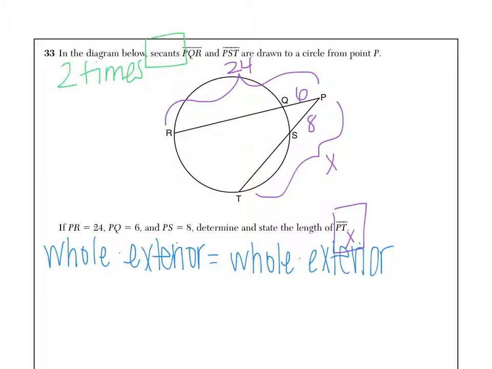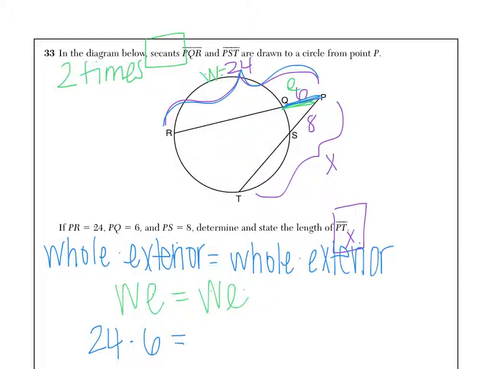But what this is saying is we need to take the whole segment, like 24, and multiply it by the exterior part of the segment, the 6. We call this the wee formula because it's whole times exterior equals whole times exterior. And when you're setting this up, you want to make sure you're sticking with the same segment that you're breaking down. So this whole of 24 goes with this exterior of 6. So we have 24 times 6 equals whole x times exterior 8.